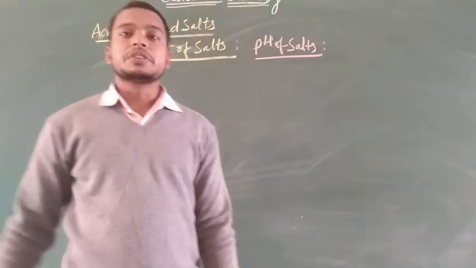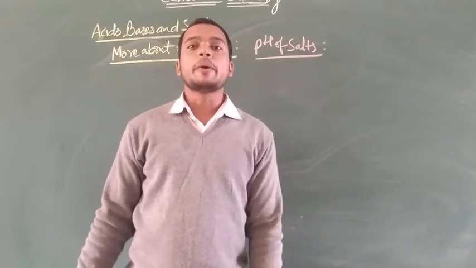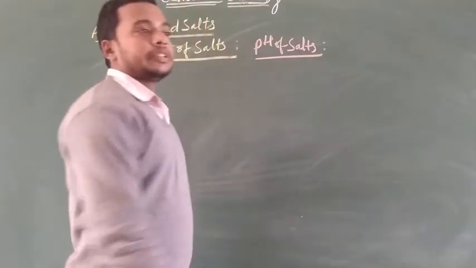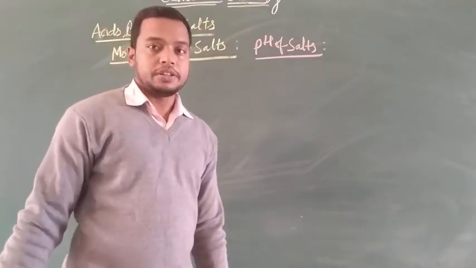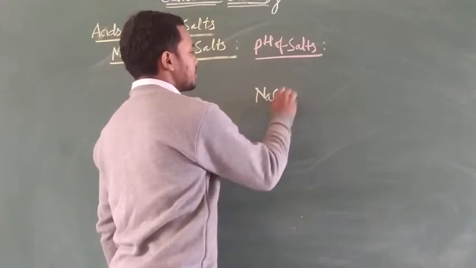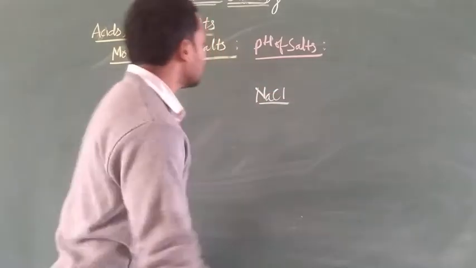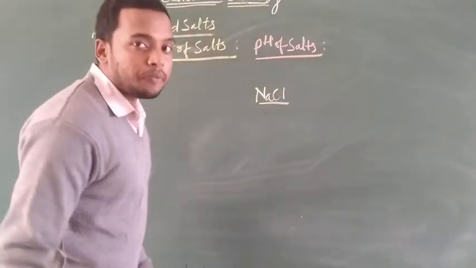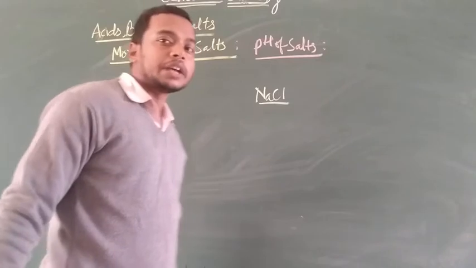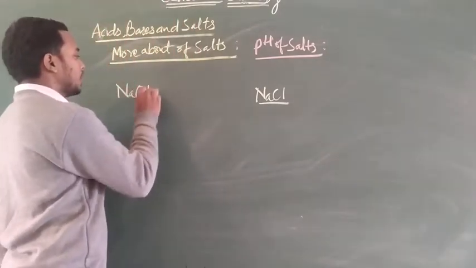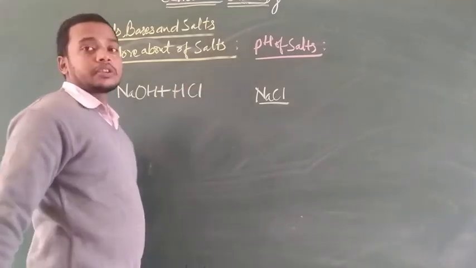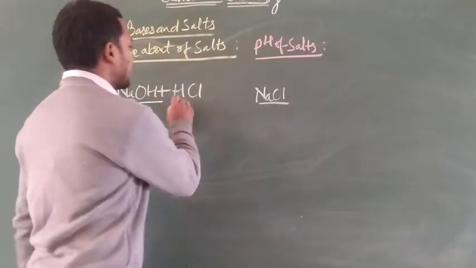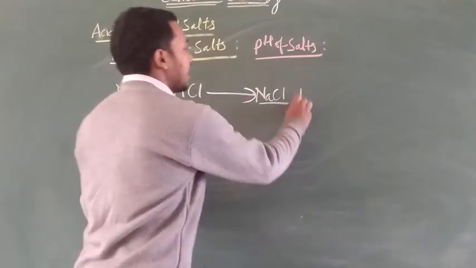Now, pH of salt. How do we confirm the pH of a given salt? We confirm it with the help of the nature of the salt. Suppose, what is the pH of common salt, NaCl? To find the pH of NaCl, we check how this compound is formed. NaCl is formed by the neutralization reaction of a strong base, NaOH, and a strong acid, HCl, forming NaCl and H2O.